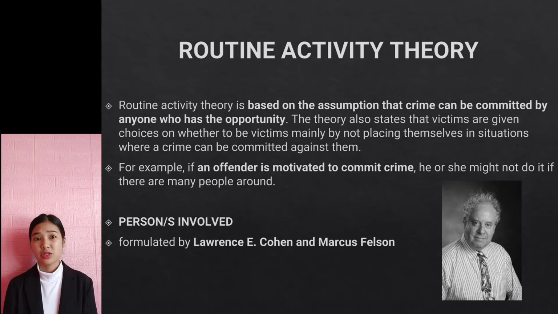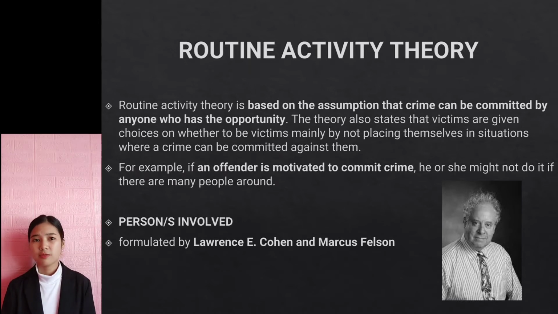This theory is based on the assumption that crime can be committed by anyone who has the opportunity. The theory also states that victims are given choices on whether to be victims, mainly by not placing themselves in situations where a crime can be committed against them. For example, if an offender is motivated to commit crime, he or she might not do it if there are many people around. So, these people act as guardians simply by being present because they might act when they see a crime happening. On the other hand, of course, if guardians are absent, a crime is more likely to occur.